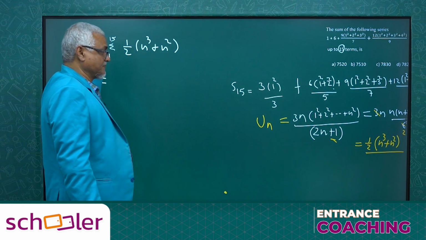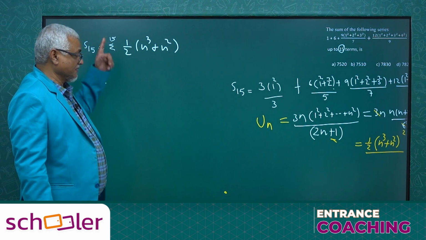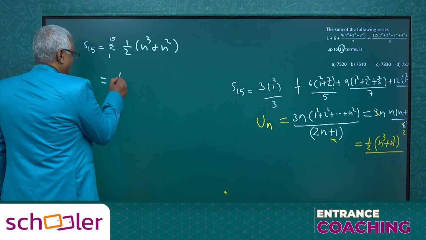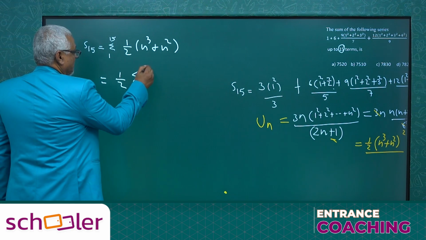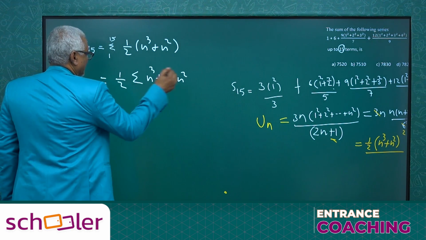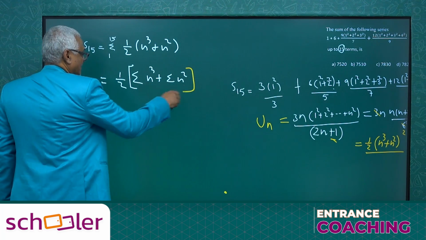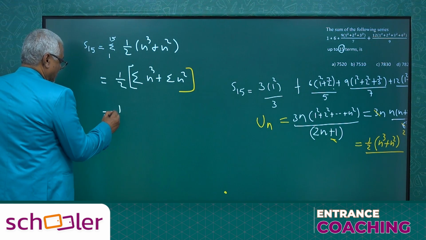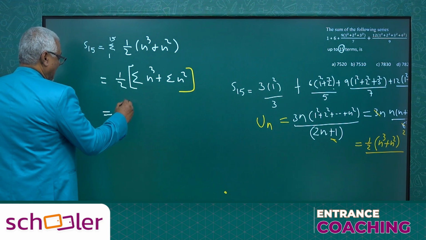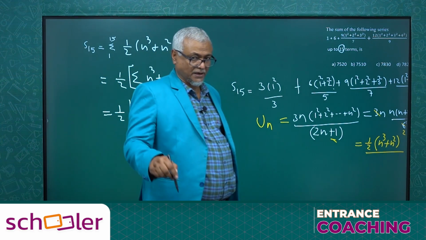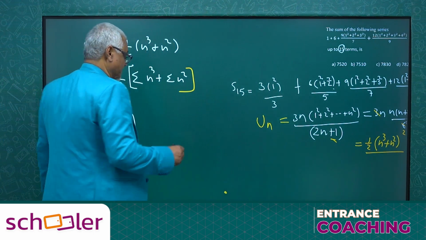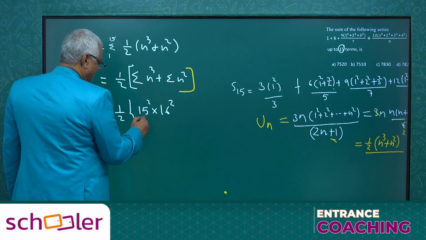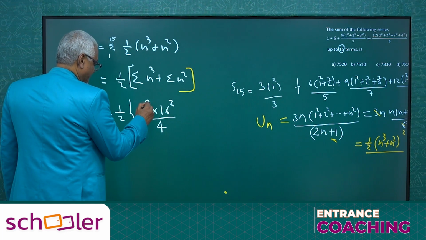Use sigma. Okay. So S15 is sigma 1 to 15 of un. Un is half into n cube plus n square. That is equal to half times sigma n cube plus sigma n square. Keep in mind that this half is a common factor. And what is this? Sigma n cube, sum of the cubes of first n natural numbers. What is the formula? n square into n plus 1 whole square by 4. But n here is 15. 15 square into 16 square by 4.